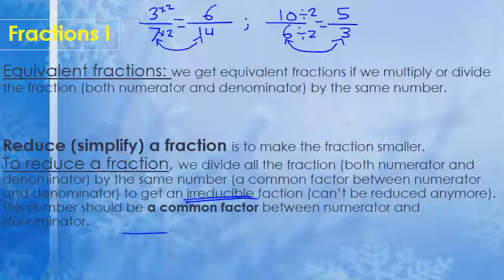Suppose we have the fraction, for example, 6/9. Both terms of the fraction, the numerator and denominator, 6 and 9, have a common factor which is 3. So we can reduce up by 3, down by 3. 6 divided by 3 is 2 and 9 divided by 3 is 3. 2/3 is an irreducible fraction. We cannot reduce it anymore.